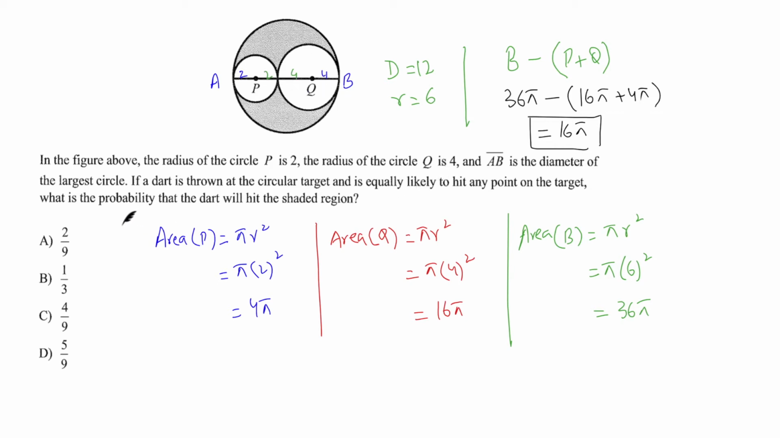What's the target answer? What is the probability that the dot will hit the shaded region? So probability is our favorable region over total region. That leaves us with 16 pi over the total, that is the area of this bigger circle, 36 pi. 16 pi over 36 pi, pi cancels out, and we can divide this by 4. 4 over 9 is our answer. That is option choice C.